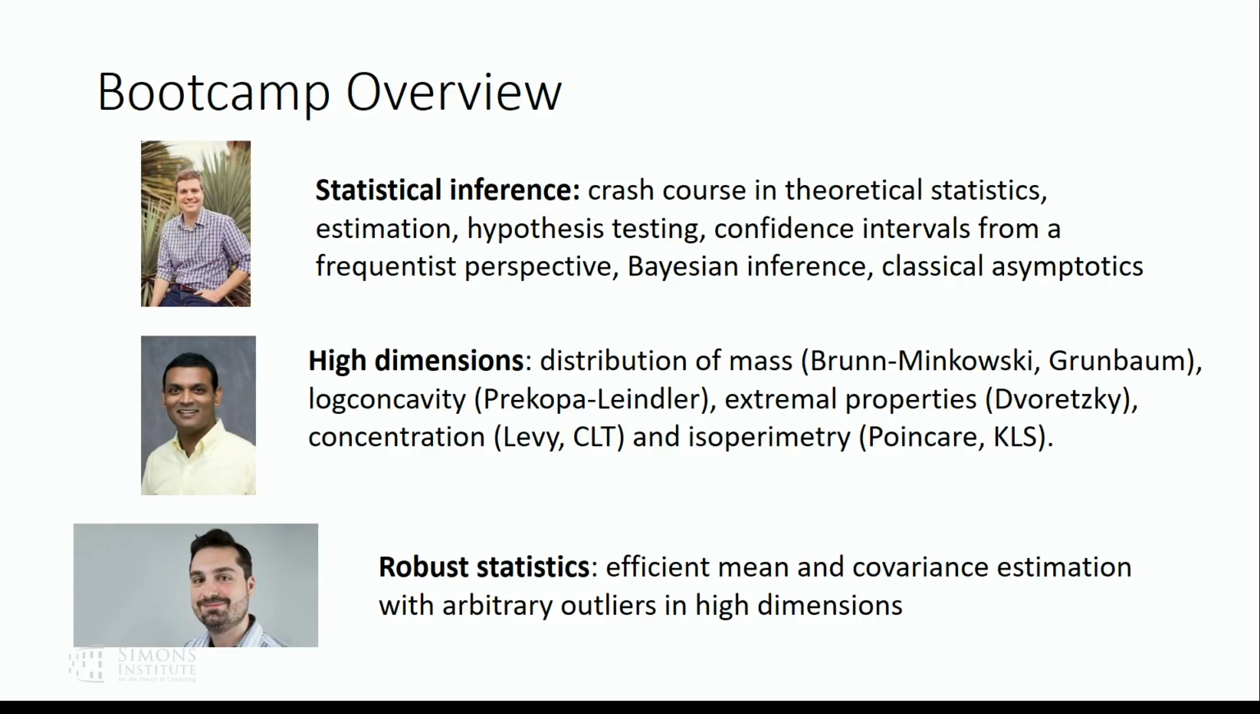Santosh Vempala from Georgia Tech will talk about high-dimensional phenomena, for instance, distribution of mass, log concavity, extremal properties, different versions of Dvoretzky's theorem, concentration of measure, and isoperimetric inequalities. Following that, Ilias Diakonikolas from USC is going to talk about robust statistics. There's a lot of exciting work, both by Santosh and Ilias and others, on obtaining very efficient algorithms for mean estimation and covariance estimation of a Gaussian distribution in the presence of extreme outliers. There are classical methods that do this inefficiently and very recent efficient methods.